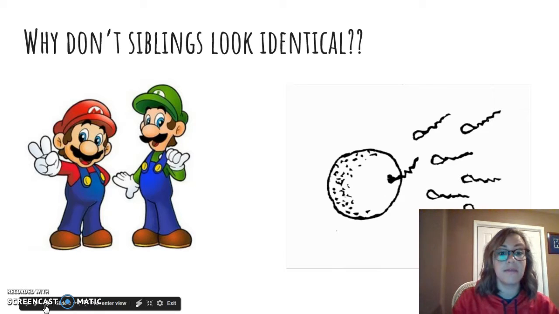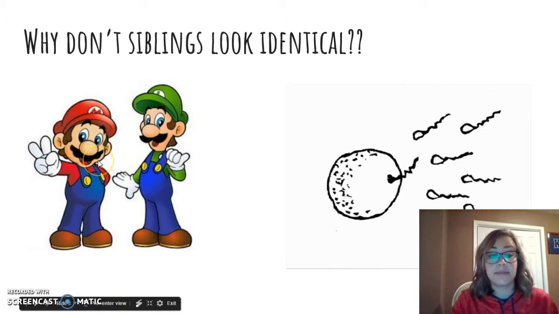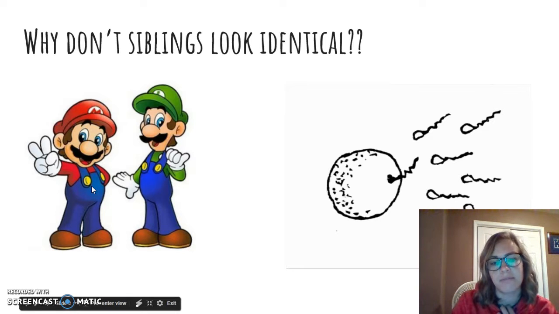And why was it that even though Mario and Luigi had the same parents, one of them was a little bit taller than the other, a little bit rounder, etc.? Why did they turn out so different even though they had the same parents? How did meiosis result in that?